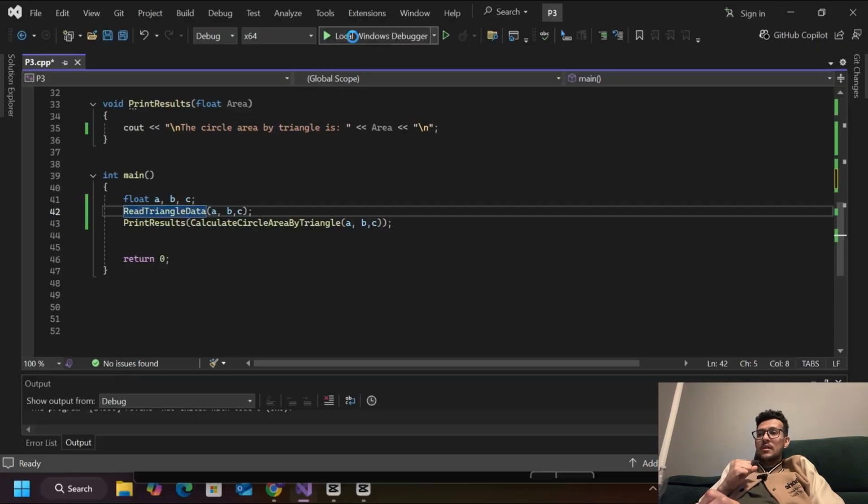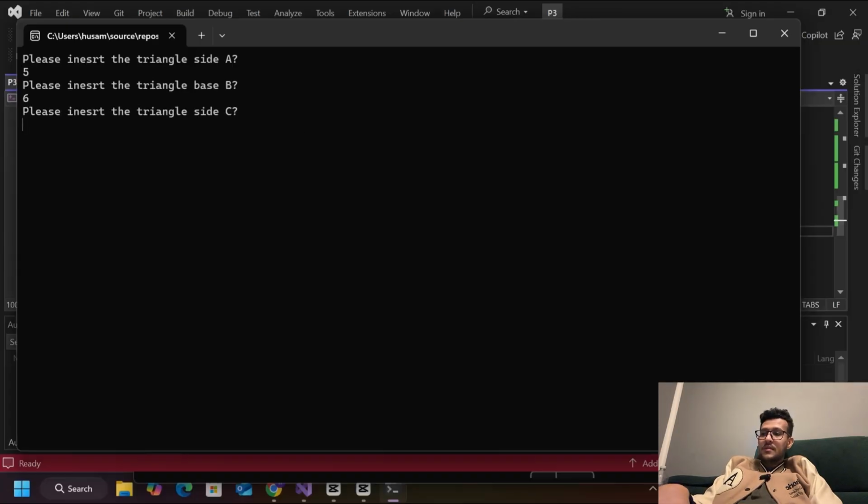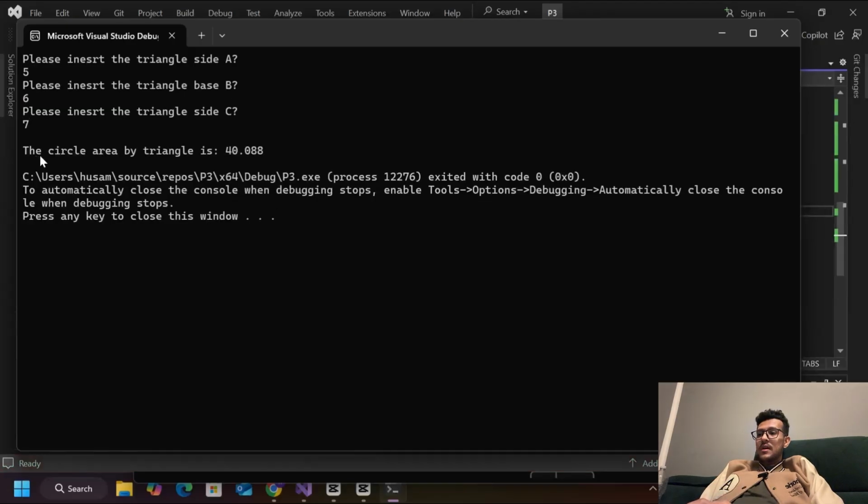Let's run to check it out together. Perfect. Once we run, the computer displays this question: please insert the triangle side A. Let's say it's 5, base B 6, side C 7. Once you press enter, the computer should give us the result: circle area by triangle is 40.088, like it was on the slide.